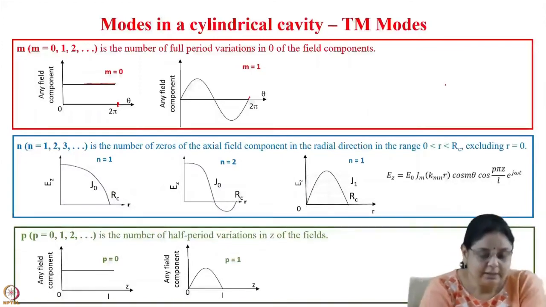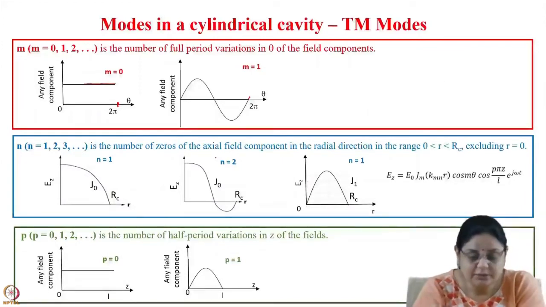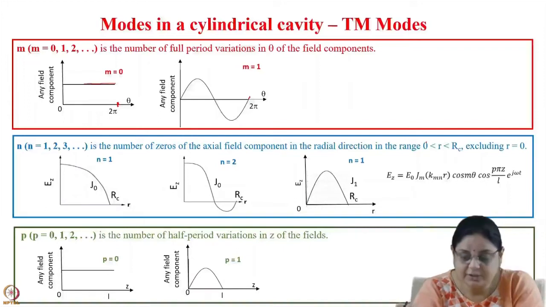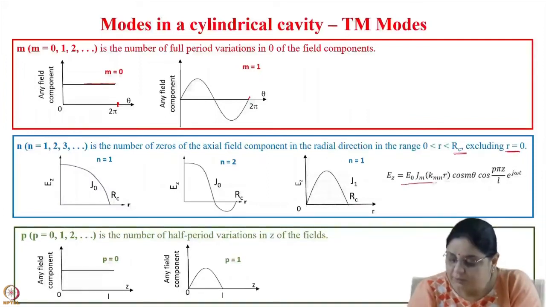Now, N is the number of zeros of the axial field component in the radial direction in the range 0 to RC. RC is the radius of the cavity, excluding the 0 at R equal to 0. Now, if you see the form of EZ, it is like this.